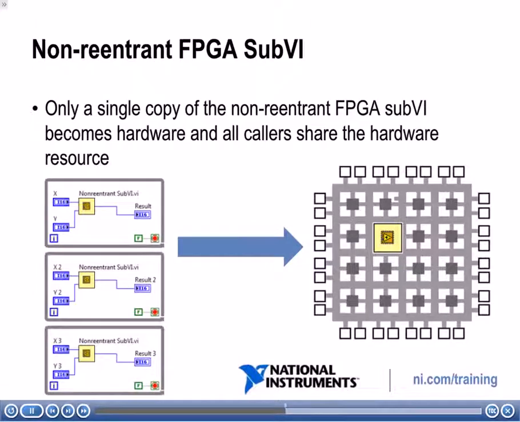So let's take a look at this block diagram. Notice that we have 3 instances of this Sub VI, but this is a non-reentrant Sub VI. If we take a look at the way that it is implemented on the FPGA chip, it's only implemented once. Because there's only one implementation of that, those 3 loops are going to have to share that one implementation. So if the top loop is using that non-reentrant Sub VI, the bottom 2 loops have to wait until the first loop is done with it before they can access it.